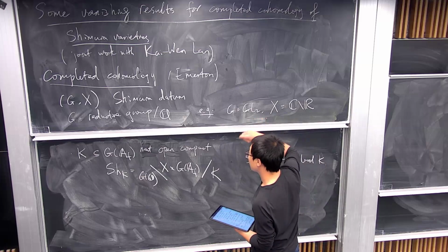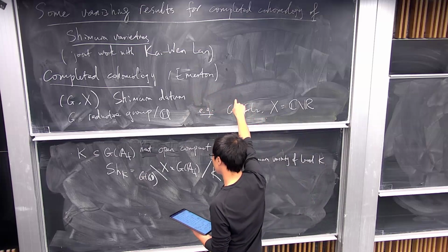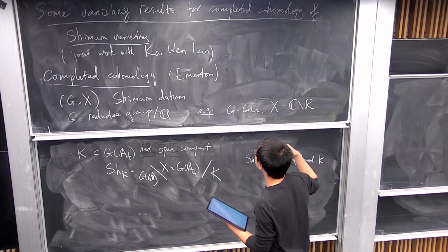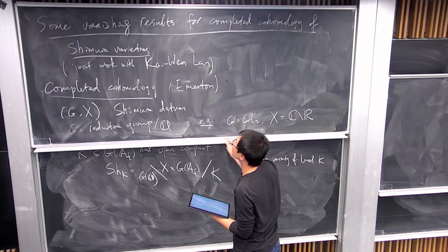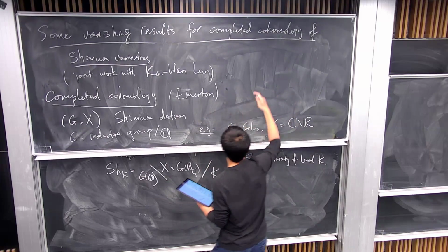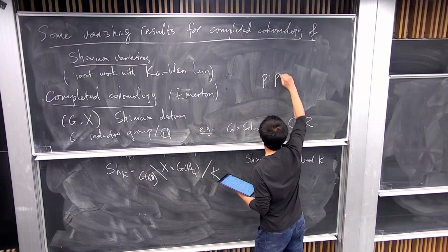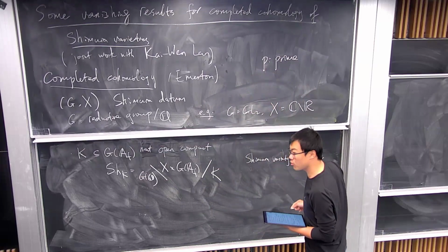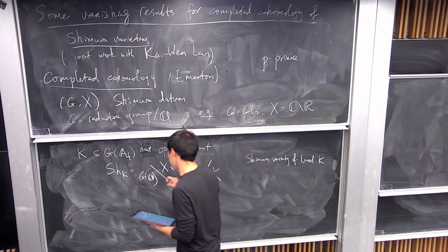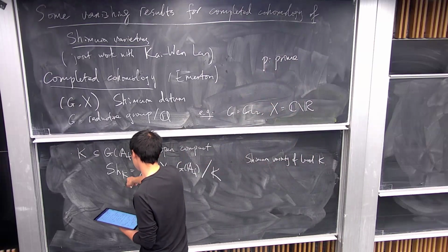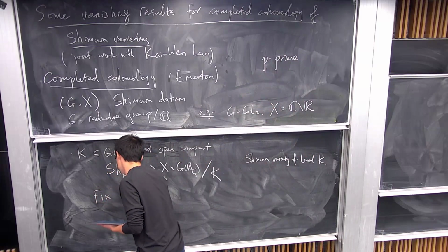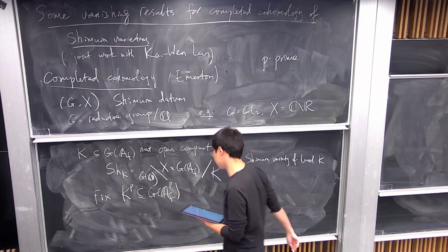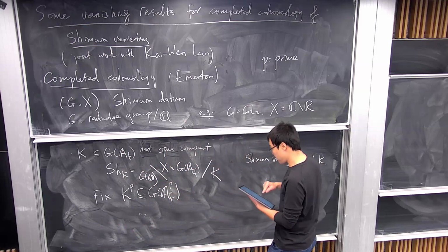So the idea of Emerton is that you can define some kind of p-adically completed cohomology as follows. Throughout this talk we will fix a prime number p. So the idea is that you fix the level away from p. Throughout this talk, we will fix the level away from p, some open compact subgroup K^p of G(A_f^p), and then you vary the level at p.